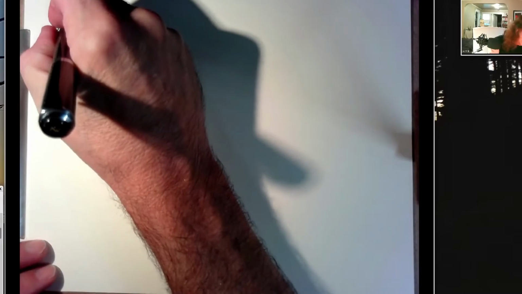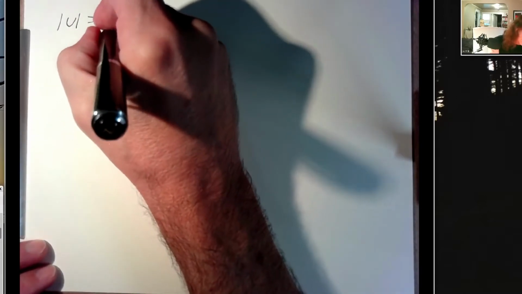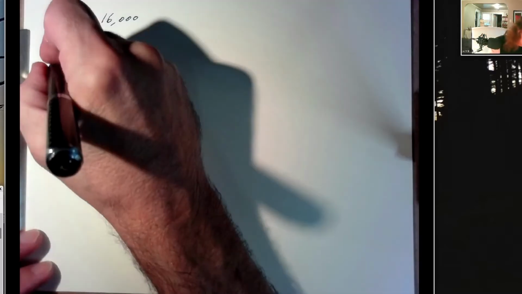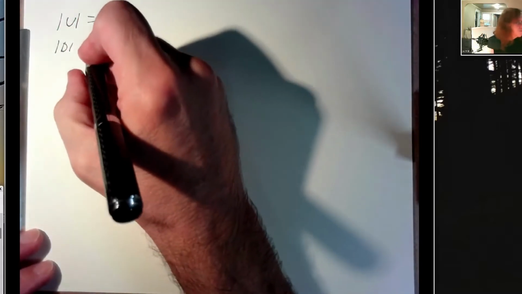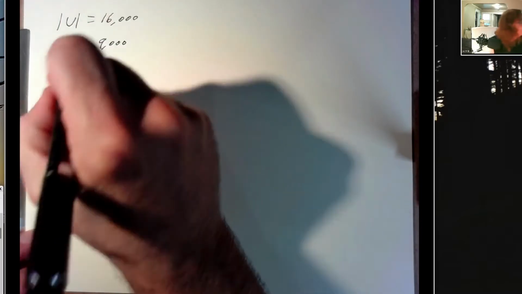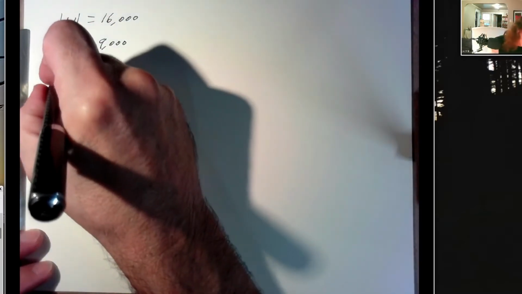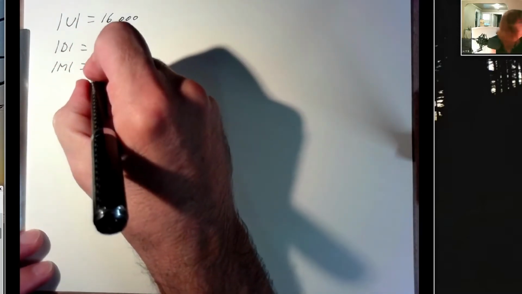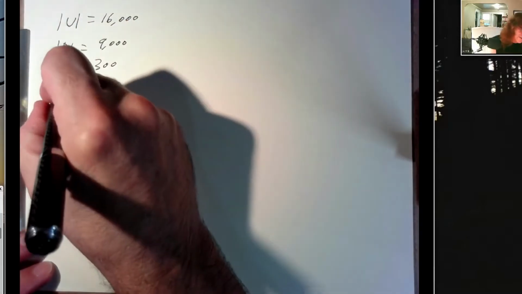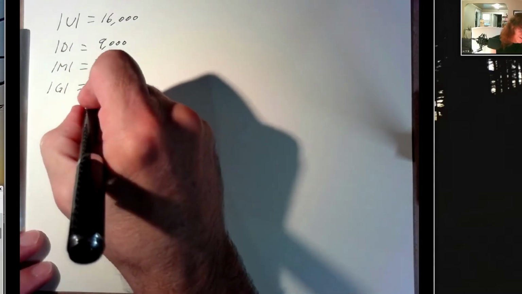And we're given some information about the makeup of the student population at a university. So we're told the following facts. The total university population is 16,000. So I'll use U to represent the set of all people at the university, and that's 16,000. We're told the number of daytime students, I'll call that set D, is 9,000. We're told the number of students who are math majors, I'll call that set M, is 300. And that the set of graduate students, which I'll call G, is 1,000.